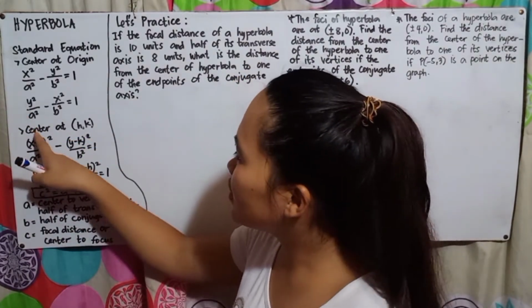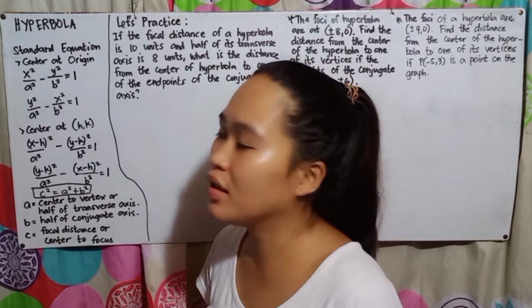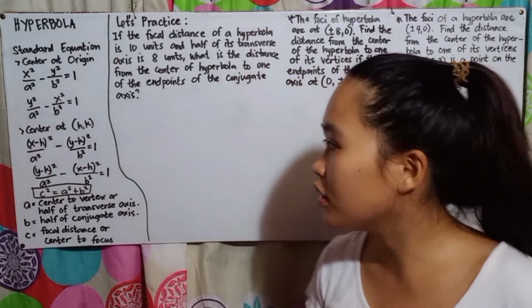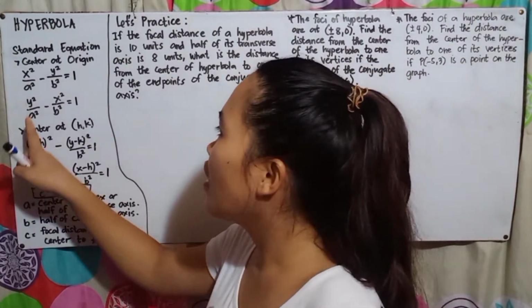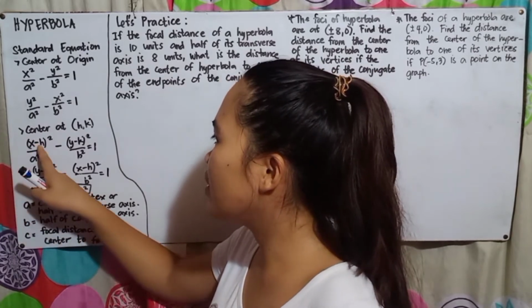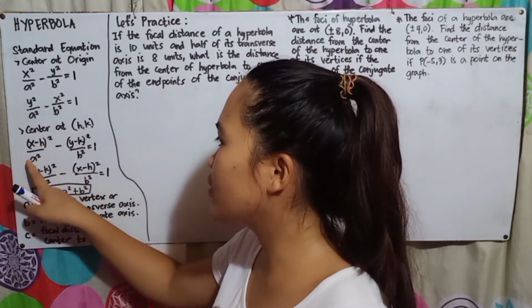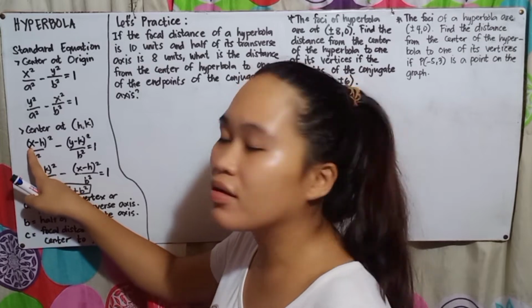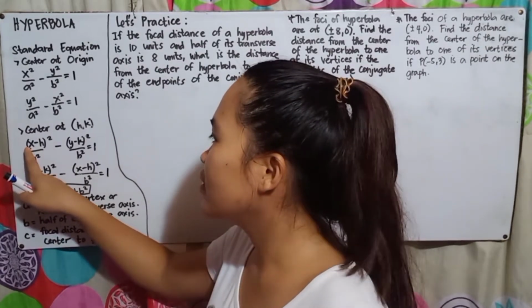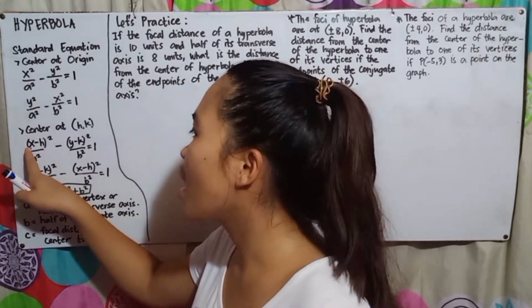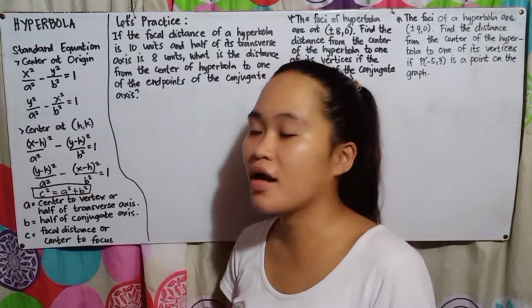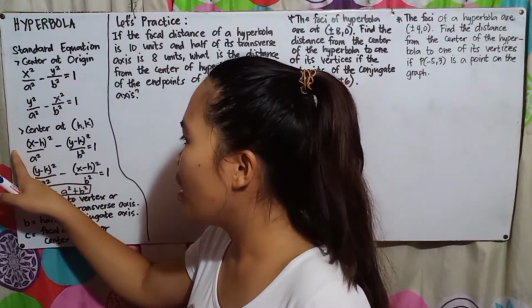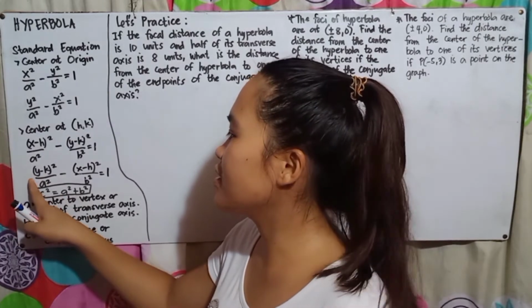Next is center at (h, k) or any point sa ating Cartesian plane. The first standard equation, x minus h squared over a squared. Since ang a is anchored by the x-axis, therefore the orientation of our graph is pa-horizontal. Ang isa, pa-vertical.